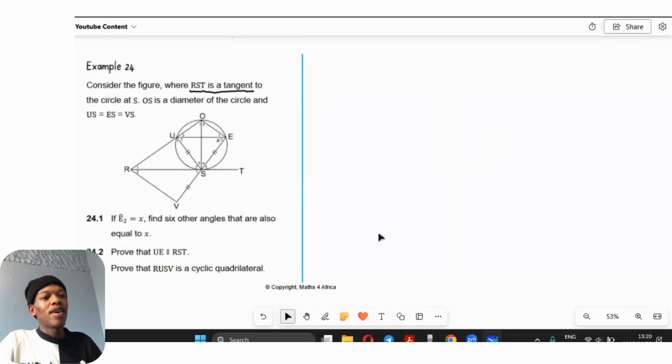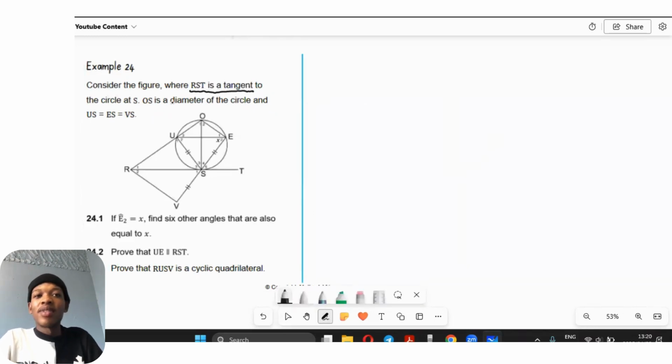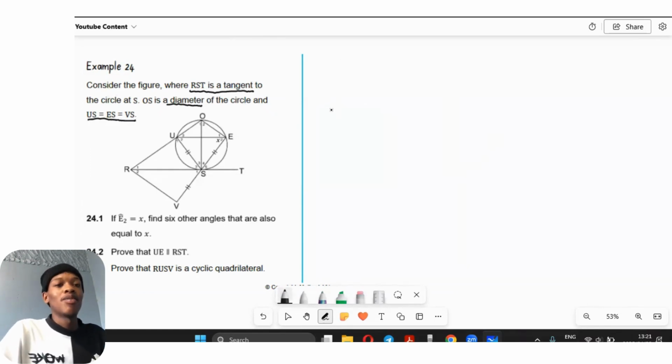You will never be given something that you aren't going to use to answer your question. So we are definitely going to use the information for the tangent and the diameter. And US is equal to ES and is equal to VS. Those are lines being equated to each other. Now let's go to the questions.